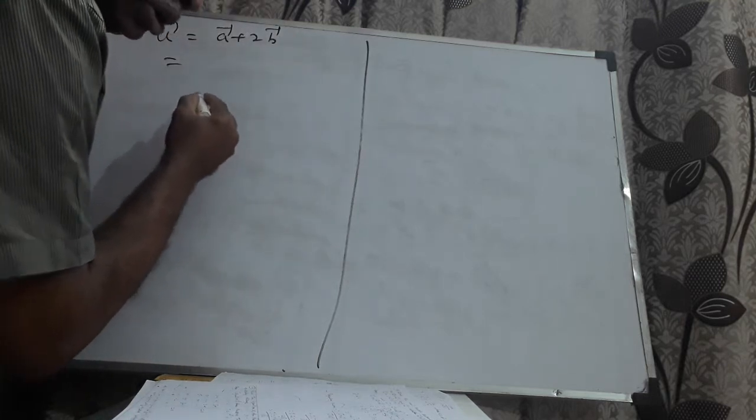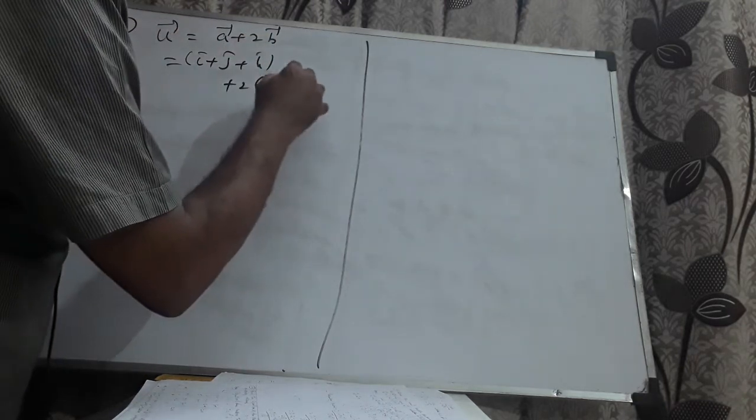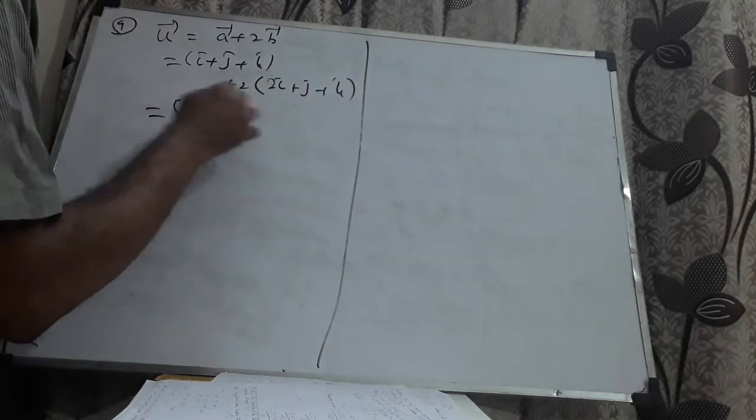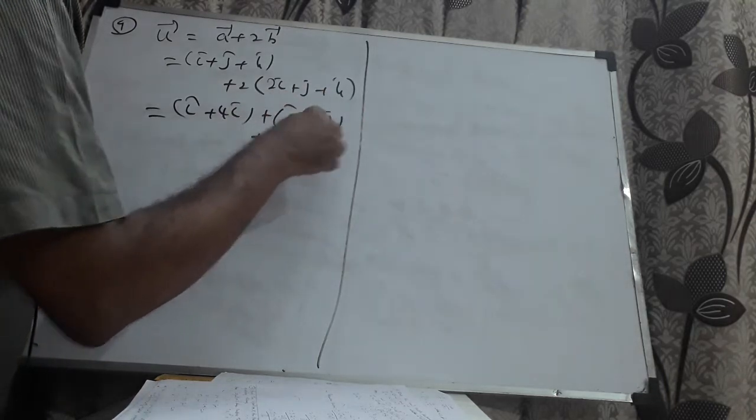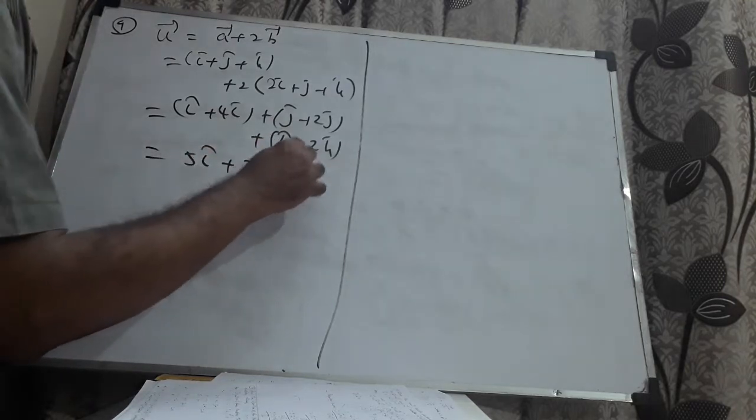Now, I am going to the answer directly. This is my 9th question. See here, I will call u vector as a vector plus 2b vector. What is my a vector? A vector is i plus j plus k. 2 into what is my b vector? 2i plus j plus k. Therefore, this is i plus 4i, j plus 2j, k plus 2k will be the reduction, which is 5i plus 3j plus 3k.